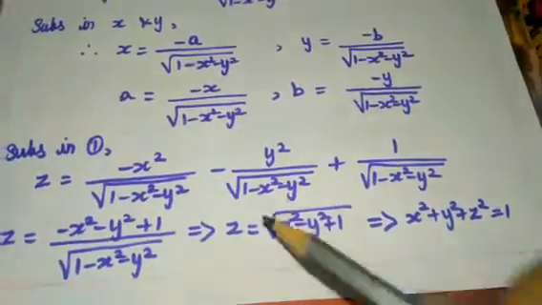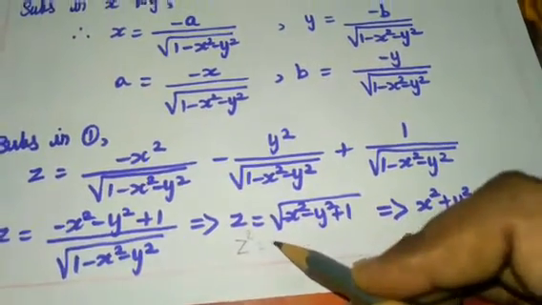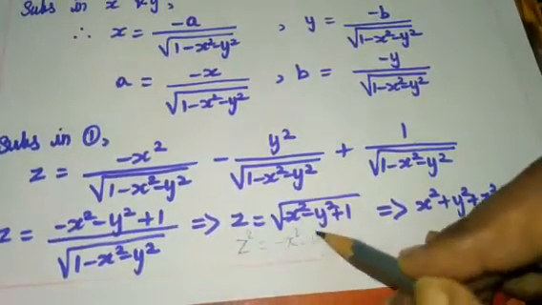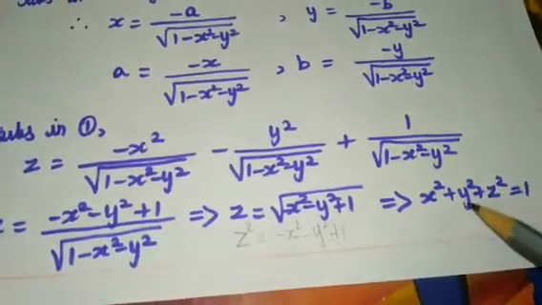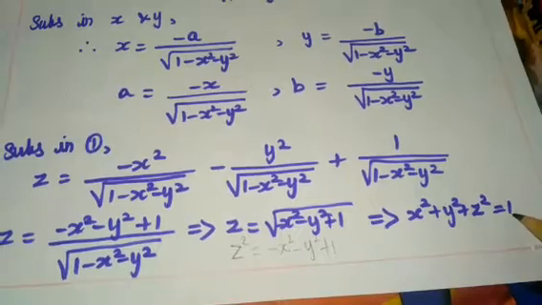So, when we solve this equation, it becomes z square is equal to minus x square minus y square plus 1. From this, we can say x square plus y square plus z square is equal to 1. This is the required equation.